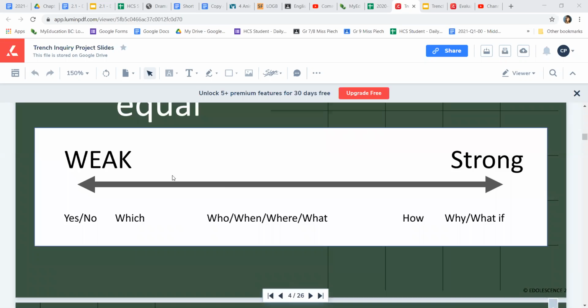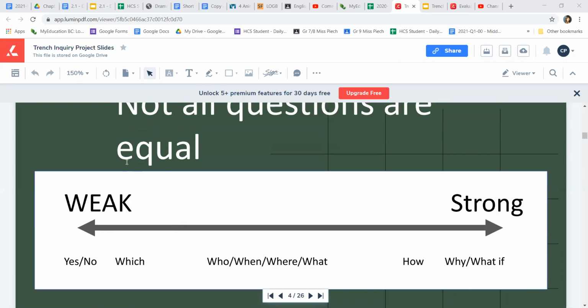If you are going more towards close-ended questions such as yes, no, or which one's your favorite, things like that, those are weaker questions. Even when you get into the who, when, what, where, those are not bad questions, and those are needed to be able to help explain your research. But they're kind of in the middle here. They're not really strong questions, but they're good questions though.